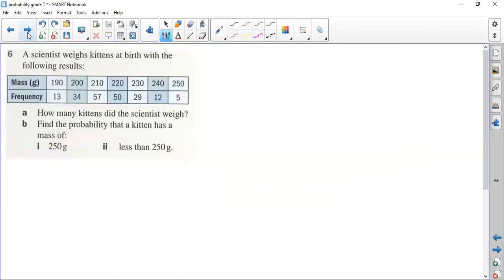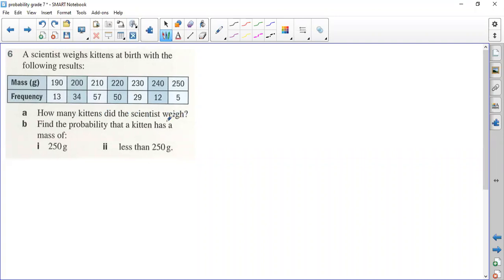Now let's see exercise 6. A scientist weighs kittens at birth with the following results. Mass 190 grams, there are 13. 34 with 200 grams. 57 with 210. 50 with 220. 29 with 230. And 12 with 240. 5 with 250 grams. A, how many kittens did the scientist weigh?